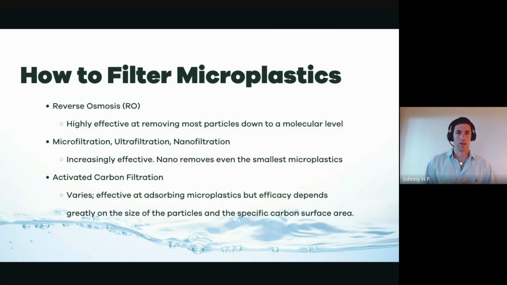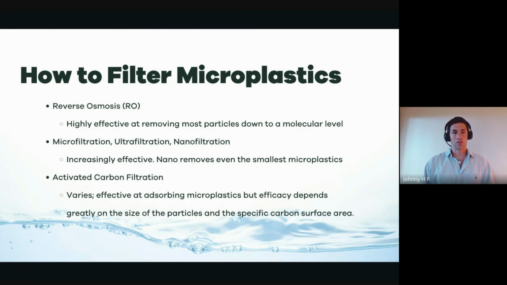Put simply, microfiltration, ultrafiltration, and nanofiltration are three options for non-RO membranes that will work effectively at increasing rates of efficacy. So microfiltration, probably not your best bet. It's going to let through a lot of the smaller, nano-sized and tiny micro-sized microplastics. Ultrafilters will be better, and nanofilters will be best.